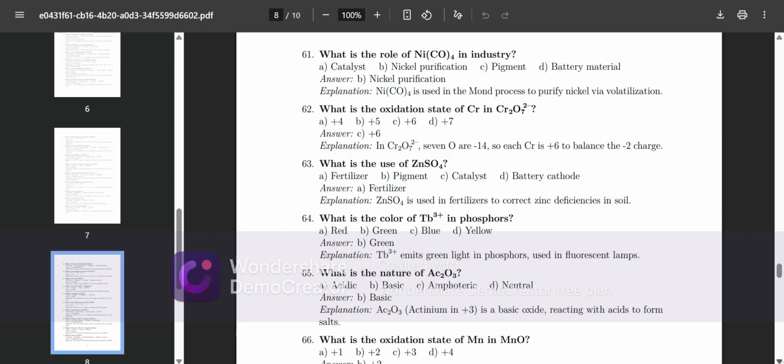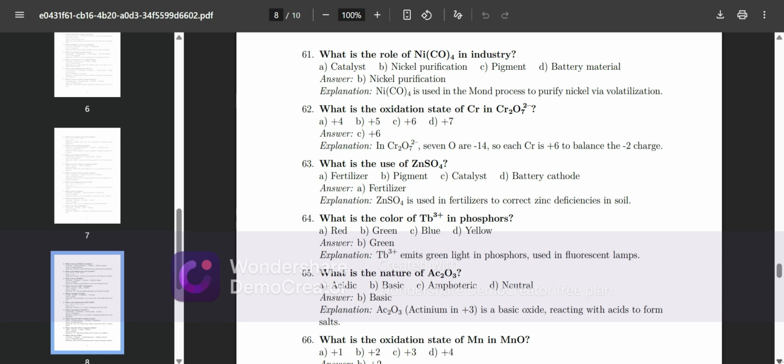What is the oxidation state of Cr in Cr2O7 2-? Plus 6. In Cr2O7 2-, O7 is minus 14, so Cr is plus 6 to balance the 2- charge. What is the use of ZnSO4 as a fertilizer? ZnSO4 is used in fertilizers to correct zinc deficiencies in soil.